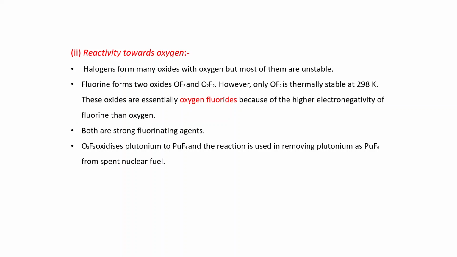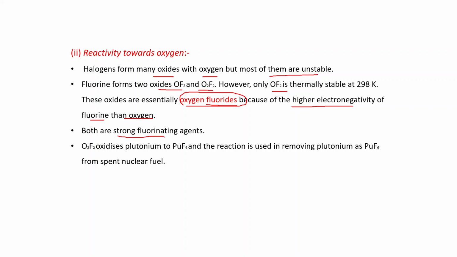Reactivity towards oxygen. Halogens form many oxides with oxygen, but most of them are unstable. Fluorine forms two oxides, OF2 and O2F2, and only OF2 is thermally stable. But remember, the most important point is that these are not actually oxides. These are known as fluorides, oxygen fluorides. Why oxygen fluorides? Because of the higher electronegativity of fluorine than oxygen. That's why OF2 and O2F2 are not considered oxides. These are named as fluorides.